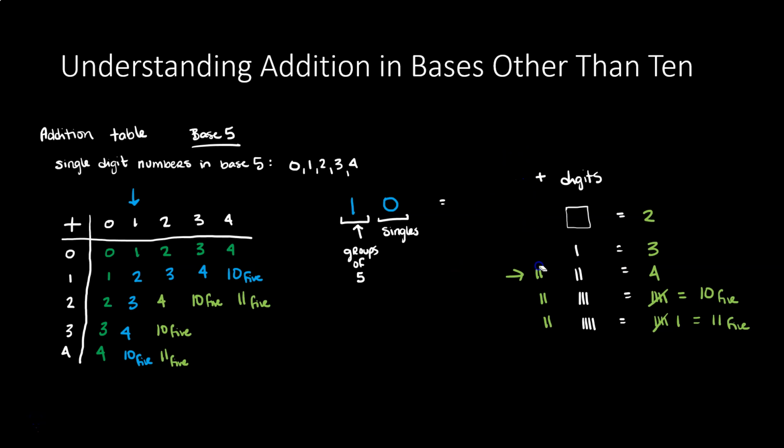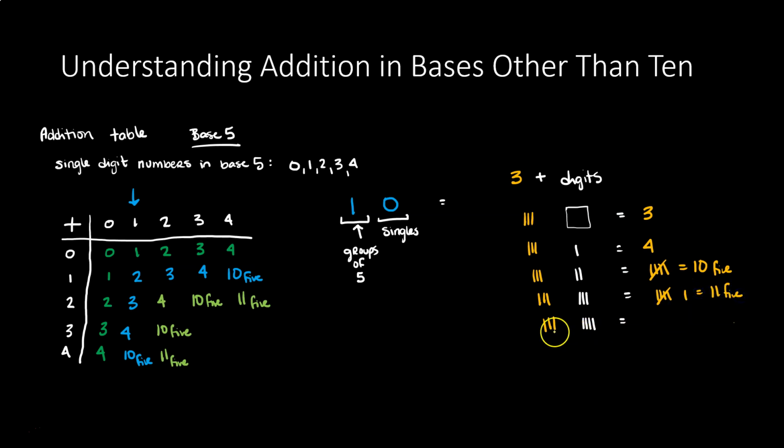Next, we'll move on to 3 plus each of our digits. And I'll represent 3 in each case with 3 tally marks. 3 plus 0 is 3. 3 plus 1 is 4. 3 plus 2 is enough to make a group of 5. 3 plus 3 is enough to make one group of 5 with one single. And then 3 plus 4 is enough to make one group of 5 with two singles.